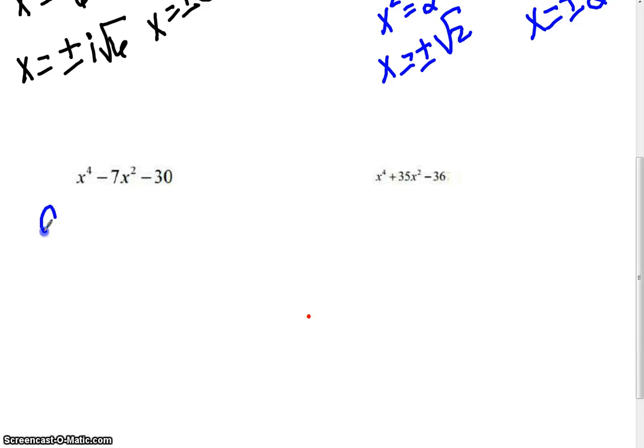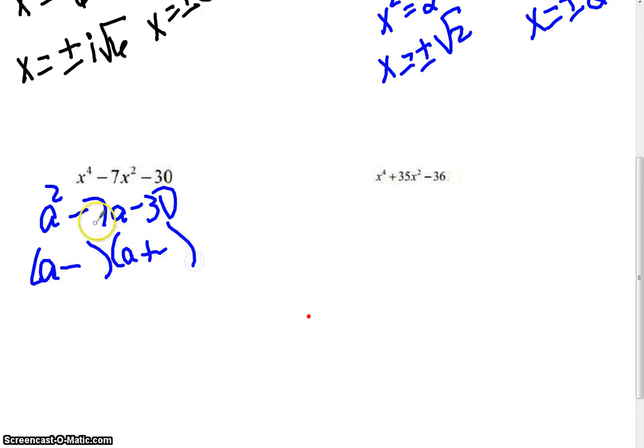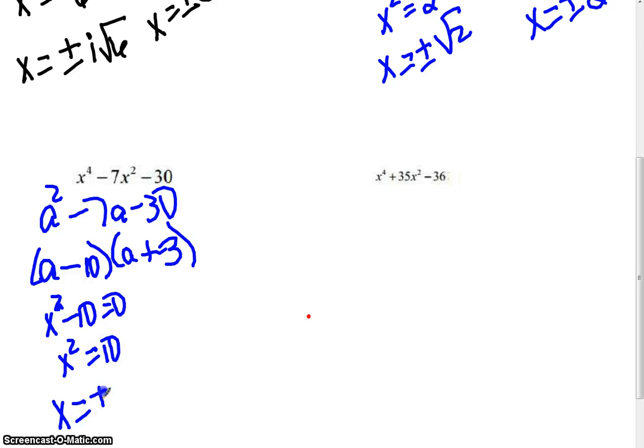a squared minus 7a minus 30. It's going to be a minus and a plus because signs are different. Largest is negative. Factors of 30 that when you subtract will give you 7 are going to be 10 and 3. And we said the largest one was negative. So x squared minus 10 is equal to 0. x squared is equal to 10. And x is equal to plus or minus the square root of 10.